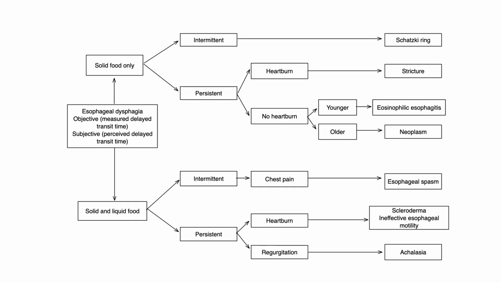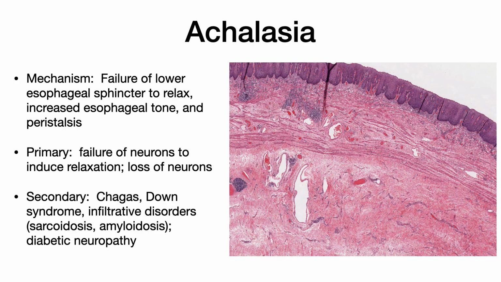So this was a way to look at this. Some important features were: is it solid food or solid and liquid? Is it intermittent or persistent? That helps you form the differential diagnosis. So you start from a symptom and work your way down to specific diagnoses. Like I said, it's not absolute, and I know there's always more to it, but at a medical student level, it gives you a great background to build upon later. So I hope that's useful.